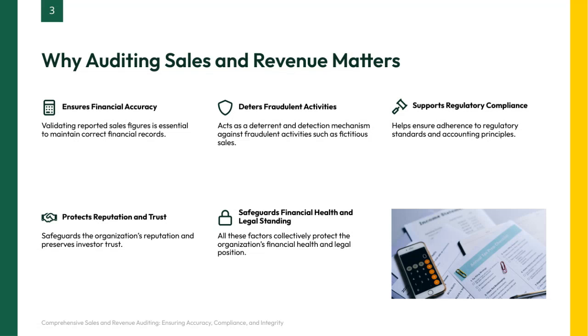Auditing sales and revenue is crucial for several reasons. First, it ensures financial accuracy by validating that the reported sales figures are correct, which is fundamental for reliable financial records. Second, it acts as a deterrent against fraudulent activities, like fake sales, helping to catch any dishonest practices early.